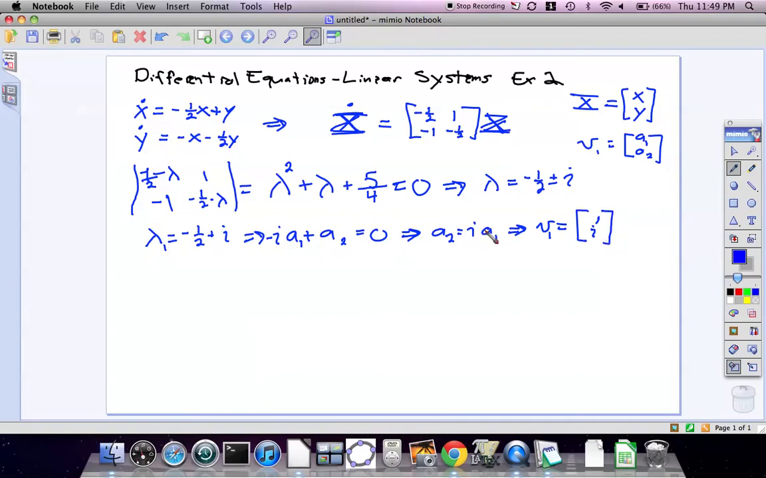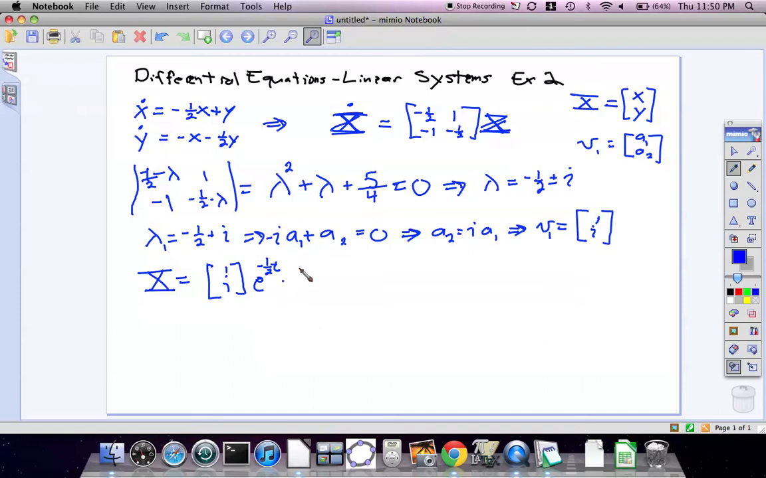So if A1 is 1, 1 times i is i, and so that's A2. That is going to help me come up with my solution. So from here, I believe that vector x is equal to the eigenvector (1, i), and again we'll get into how this is going to work when we turn it into a real solution, times e, and when I take this to the power of e, the sum allows me to break that into a product. I'm going to have negative 1/2 t for this part.